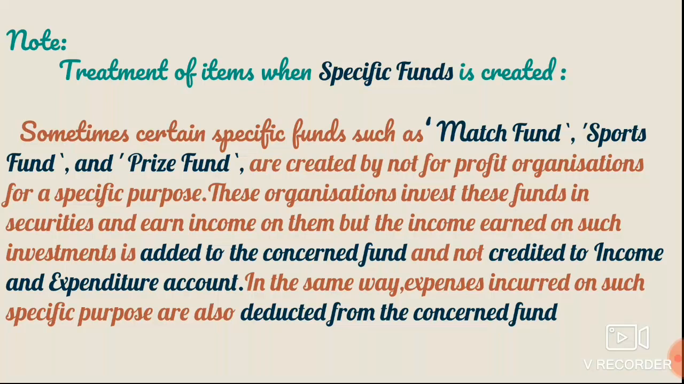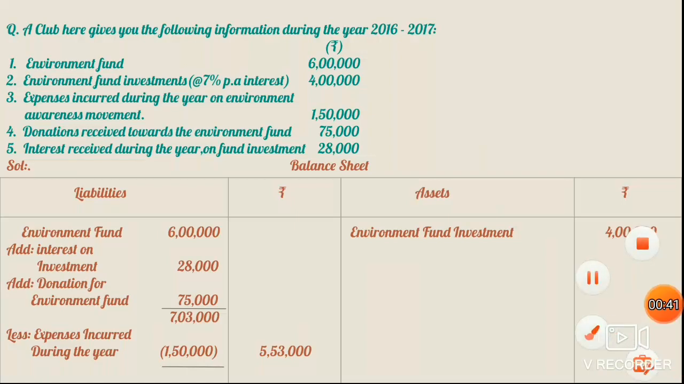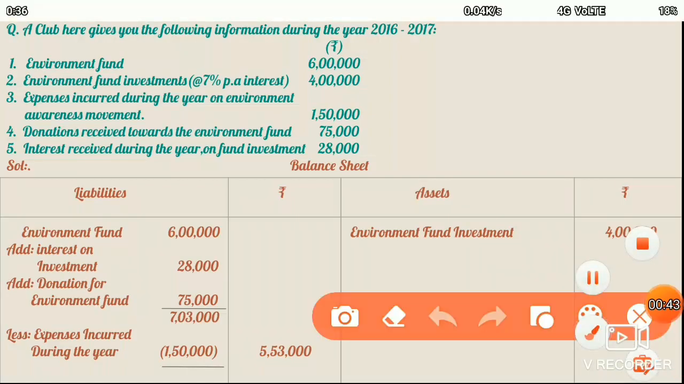To explain this, let me show you an example. This is the example of a club and the information is related to the year 2016-2017. During the year, the organization created an environment fund of 6 lakh rupees. Then it made an investment of 4 lakh rupees from the fund at the rate of 7% interest.